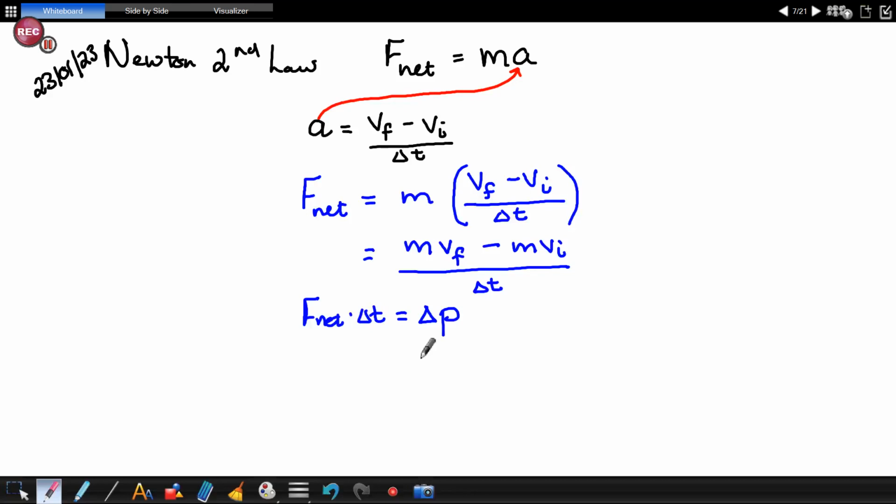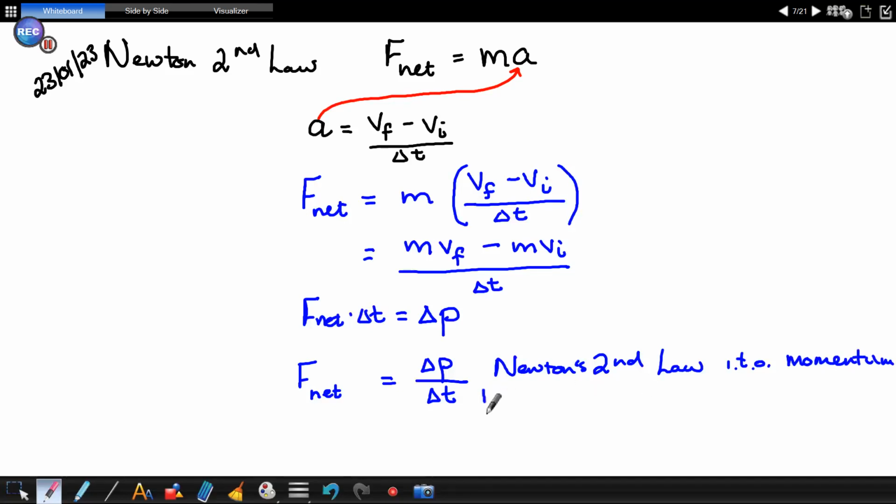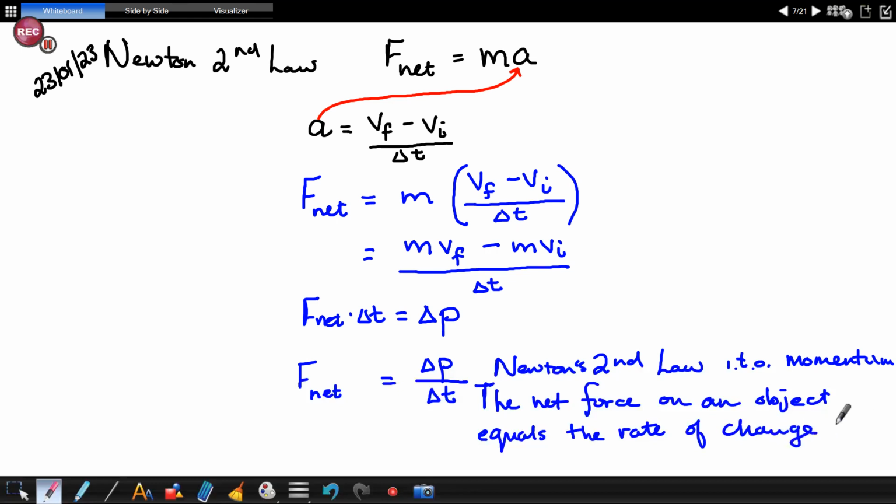Yes, ma'am. So, in other words, I can say the net force acting on an object equals the rate of change in momentum. This is another way of stating Newton's second law in terms of momentum. Newton's second law in terms of momentum: the net force on an object equals the rate of change in momentum.